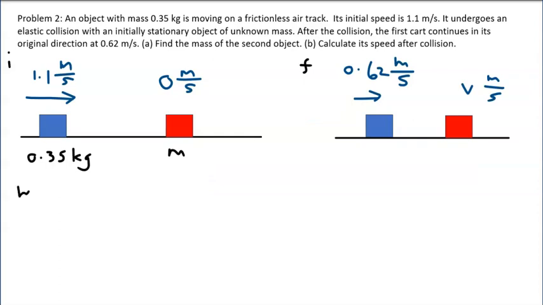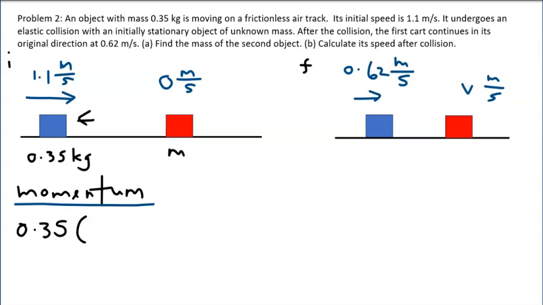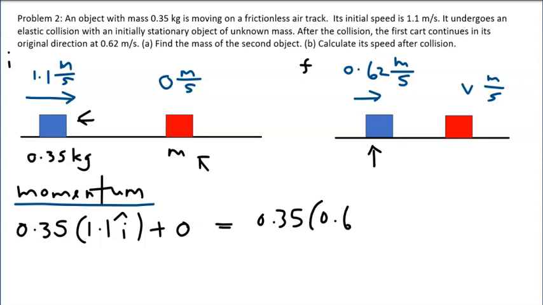So first, let's write down the conservation of momentum equation for the system. The momentum before of the system: the mass is 0.35, that is this mass right there. The velocity is 1.1 I hat. The second mass is not moving, so there is no momentum there. The final momentum of the system is again 0.35, that's the mass of the blue object, moving with a velocity 0.62 I hat.